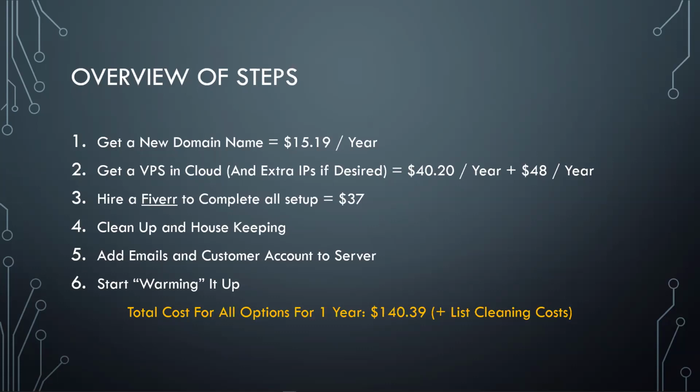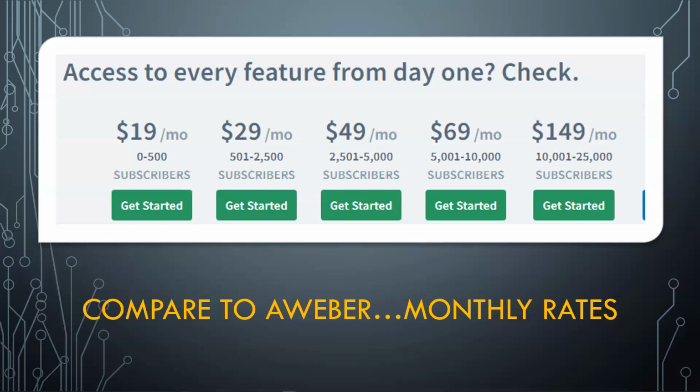But I found that the total cost for me for all options for an entire year was $140.39. So not bad. And just to give you a comparison, AWeber's prices at the time that I looked for up to 25,000 subscribers is $149 per month. So for less than you would pay for AWeber for 1 month, you can get this server and do everything for an entire year. So pretty cost effective.